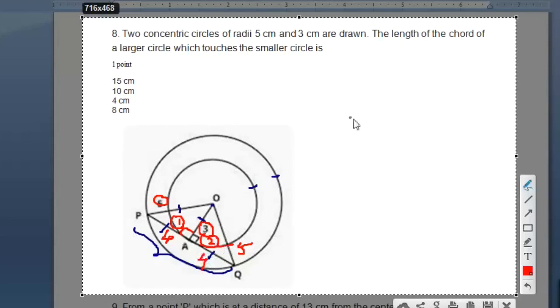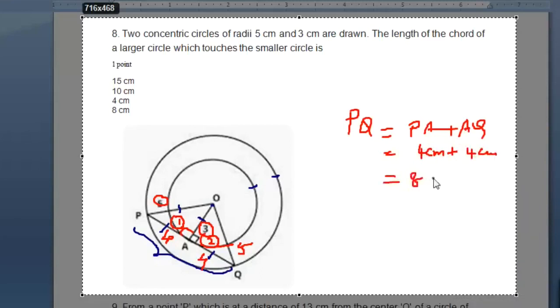So we know PQ is equal to PA plus AQ. Already we found PA, which is 4 centimeters, and AQ is also 4. So 4 plus 4 is 8 centimeters. So the length of the chord is 8 centimeters. So the correct option here is 8 centimeters.